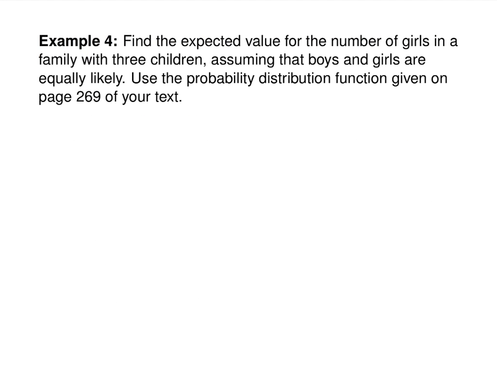Find the expected value for the number of girls in a family with 3 children, assuming that boys and girls are equally likely. It says to use the probability distribution function given in your text. We actually did this one last time. So what's your guess? Let's make a guess. If you have 3 kids, over the long run, how many girls per 3 kids are there going to be? 1.5. Do you guys agree? Over the long run, on an average, you'll have 1.5 girls out of 3. You can't actually have 1.5 girls, right? But as an average, you can. And we'll figure out why.